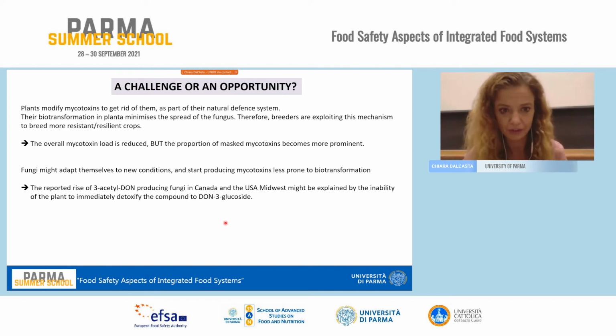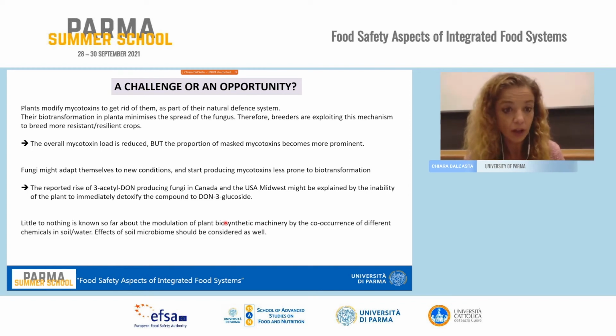It's definitely difficult. And last but not least, little to nothing is known so far about the modulation of plant biosynthetic pathway machineries by the co-occurrence of different chemicals in soils and water. So we are getting more polluted. Climate change is becoming heavier and heavier. So what is going on in the plant, and how will the spectrum of different modifications change in the future?